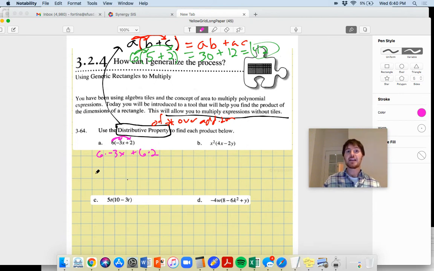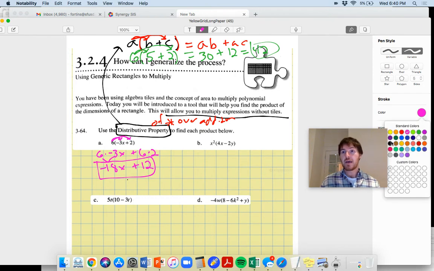Well, 6 times negative 3x, we have to do that 6 times, so we would have negative 18x total. That's what would simplify here. The rule is coefficients, like numbers, multiply to numbers. 6 multiplies to negative 3, and then x, there's no other x to multiply to, so we just leave it as x. 6 times positive 2, that's 12. So we're adding 12 to that. This is the simplified way I can write out that expression. That's the distributive property, okay?